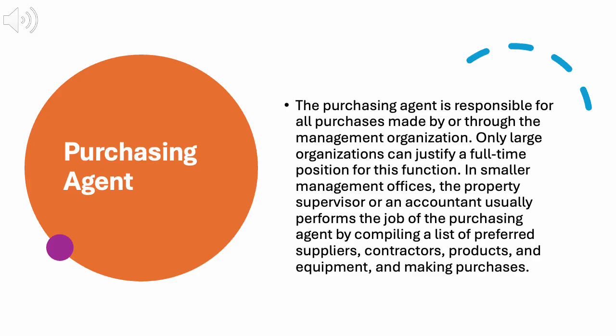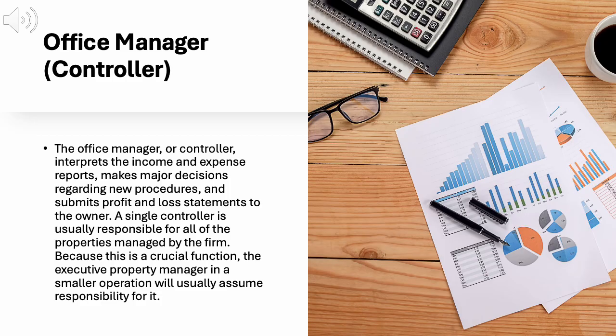In smaller management offices, the property supervisor or an accountant usually performs the job of the purchasing agent by compiling a list of preferred suppliers, contractors, products, and equipment, and making purchases. Office manager controller. The office manager or controller interprets the income and expense reports, makes major decisions regarding new procedures, and submits profit and loss statements to the owner. A single controller is usually responsible for all of the properties managed by the firm. Because this is a crucial function, the executive property manager in a smaller operation will usually assume responsibility for it.